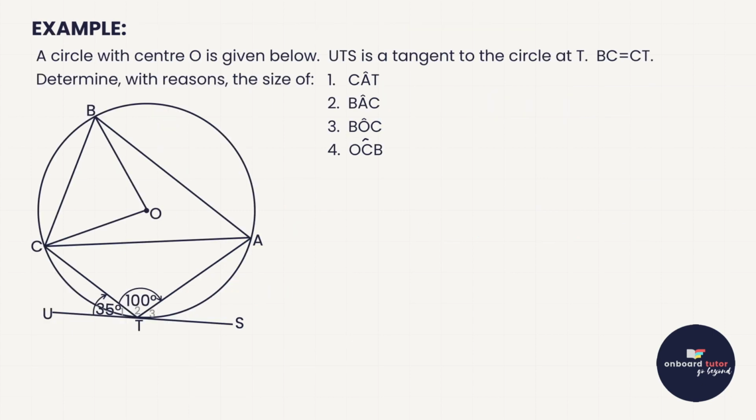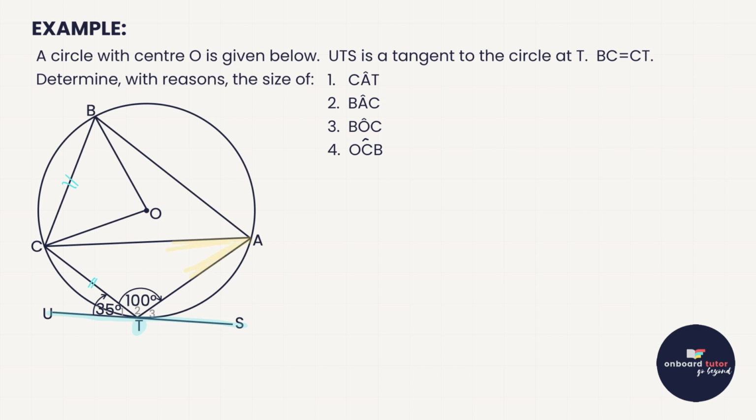Let's take a look at all of this knowledge and combine it in an example. Okay, so a circle with center O is given below. UTS is a tangent to the circle at T. So there we go, there's our point of contact. And they are giving us a bit more information here. BC is equal to CT. Determine with reasons the size of, let's see, angle CAT. Okay, so what we want here is this angle.